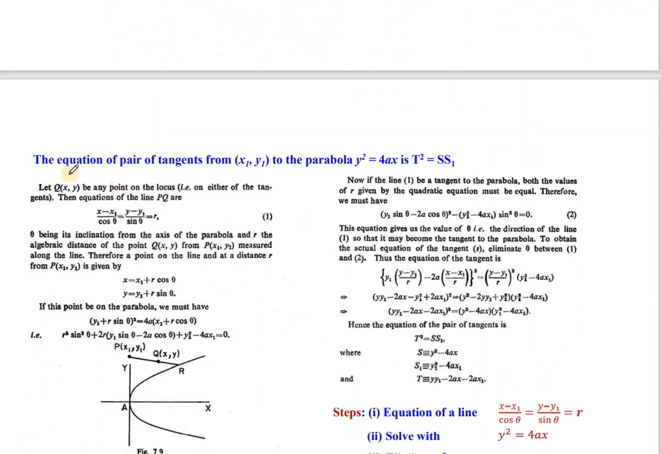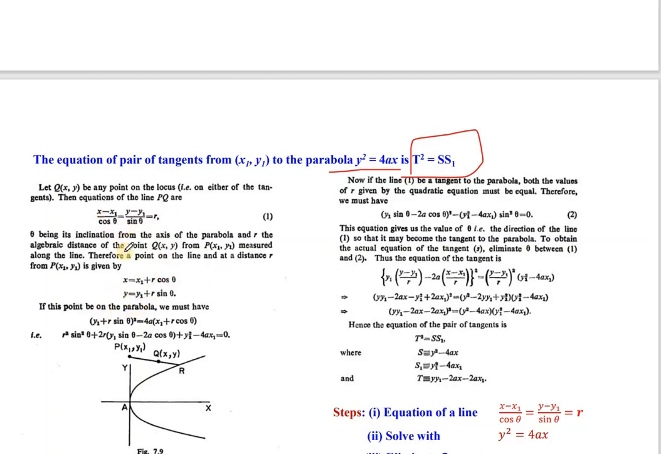Now we want to find the equation of the pair of tangents from (x1, y1) to the parabola y square is equal to 4x, and we are going to show that it is T square is equal to SS1. For this we consider this line and Q of (x, y) to be any point on it, and P of (x1, y1) to be a point from which we are going to show that two tangents we can draw, right? So you have P of (x1, y1), and we will take this line equation from the previous discussion, (x minus x1) by cos theta equal to (y minus y1) by sin theta equal to r.